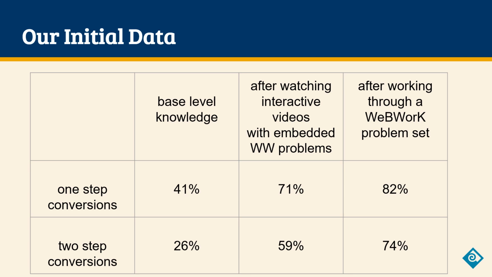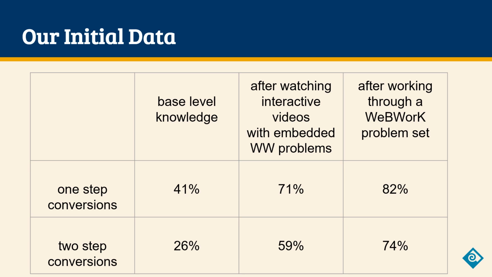So between the first quiz and the second quiz, they had to go home and watch interactive videos. When they came back to campus the next week after watching the videos, we tested them again. The score for 1-step conversions went up to 71%, and for 2-step conversions went up to 59%.